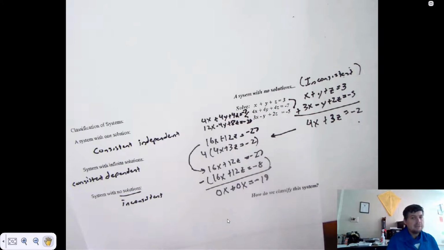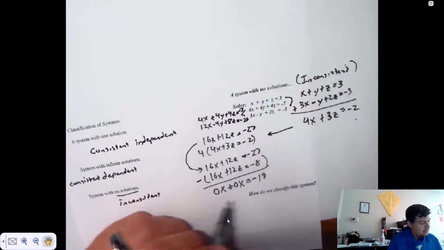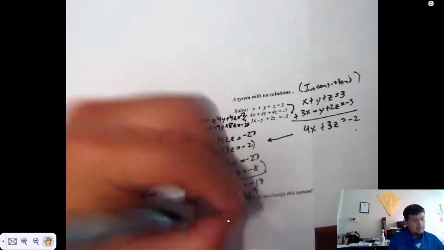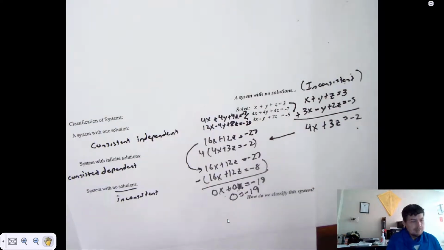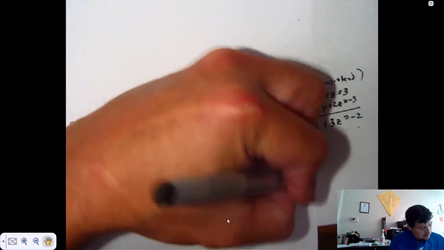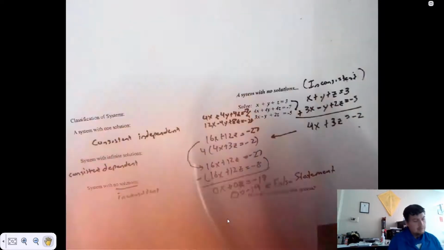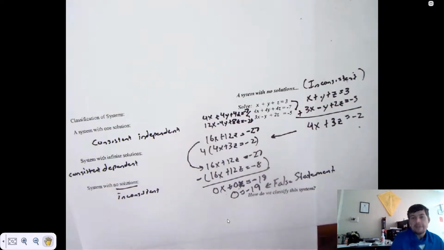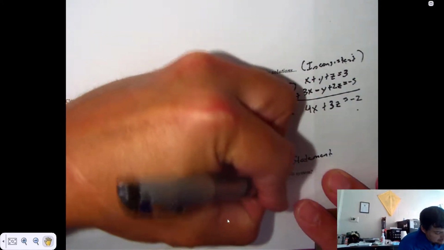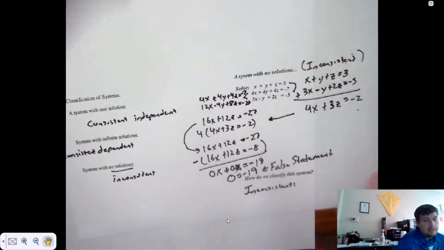Now, you actually have something here that is complete nonsense. 0x plus 0z is 0. That is a false statement. It is false. That's how you know something has no solutions. You get a false statement. That's how you know it has no answers. So we classify it as inconsistent.